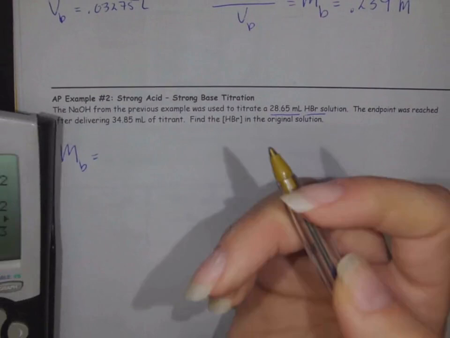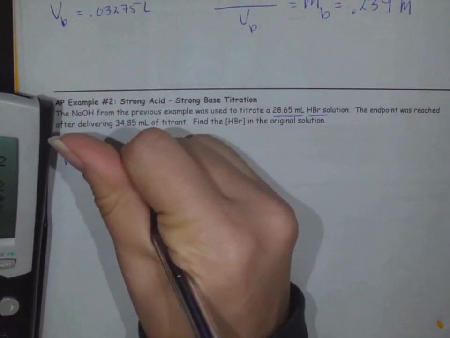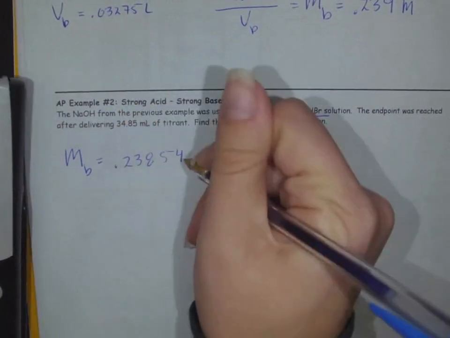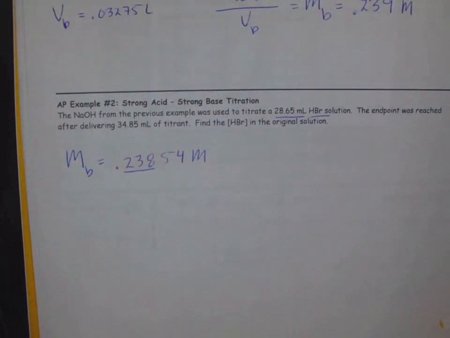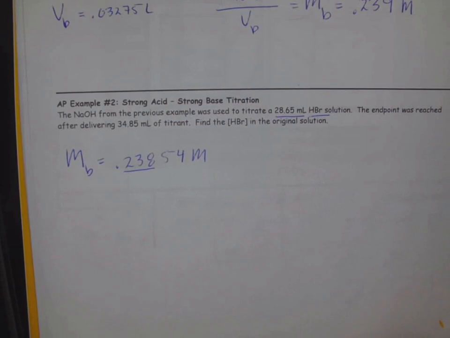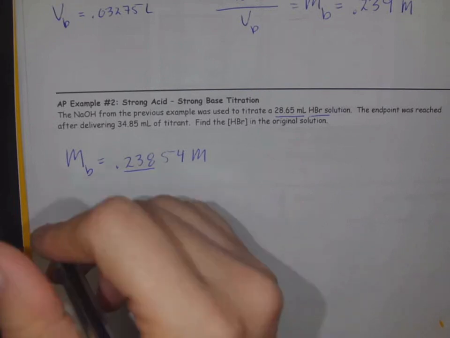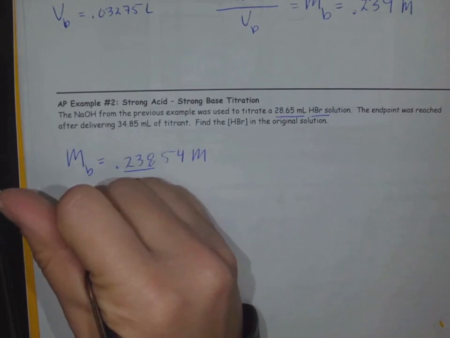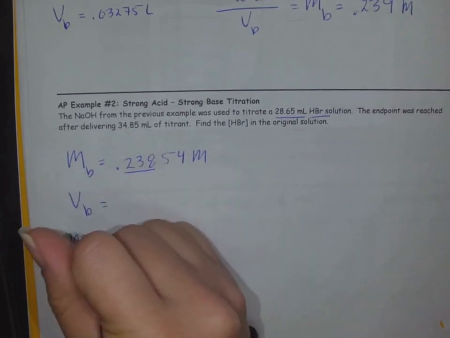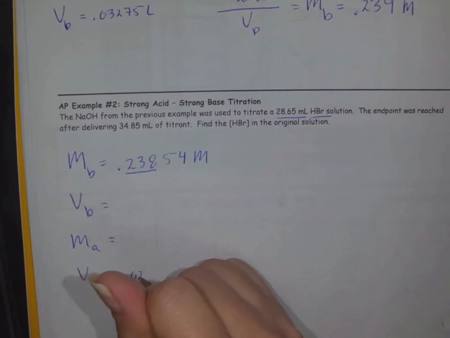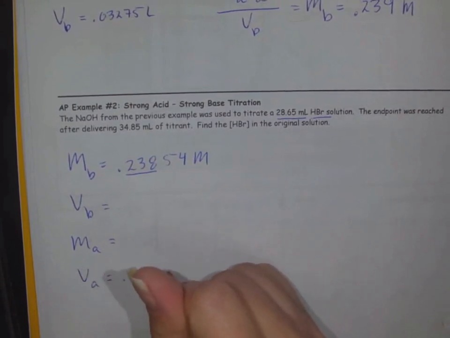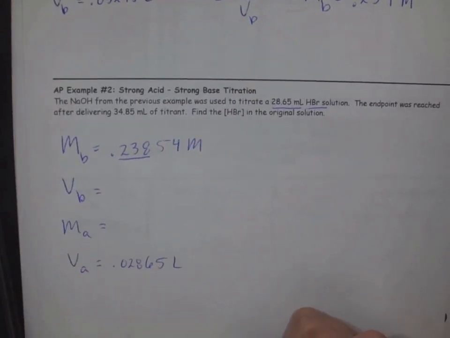Now, I want to recognize that it's 3 sig figs, but I don't want to use my rounded number if I'm doing a new calculation. And it was used to titrate that many milliliters of HBr, an acid, right? So volume of the base we don't have yet, molarity of the acid we don't have, but volume of the acid we were just given. 0.02865 liters. The endpoint was reached.